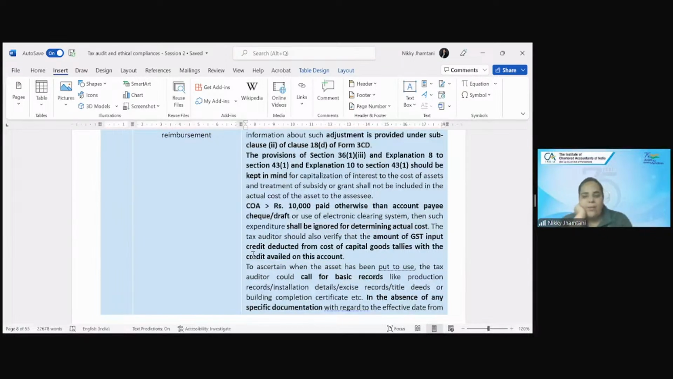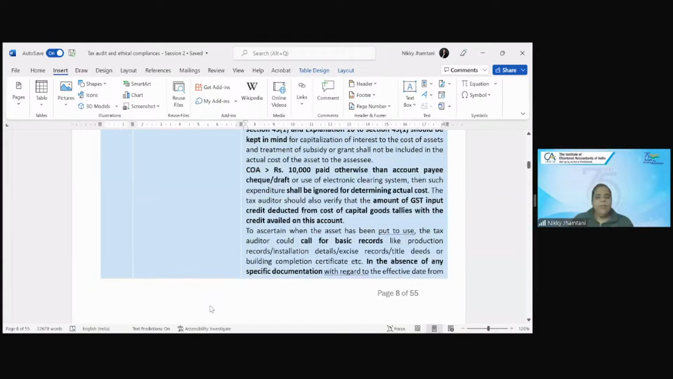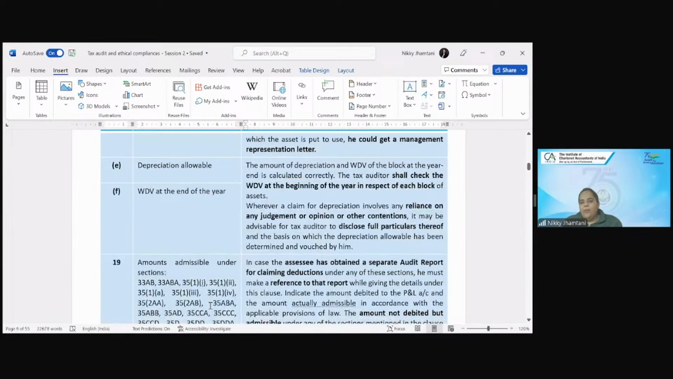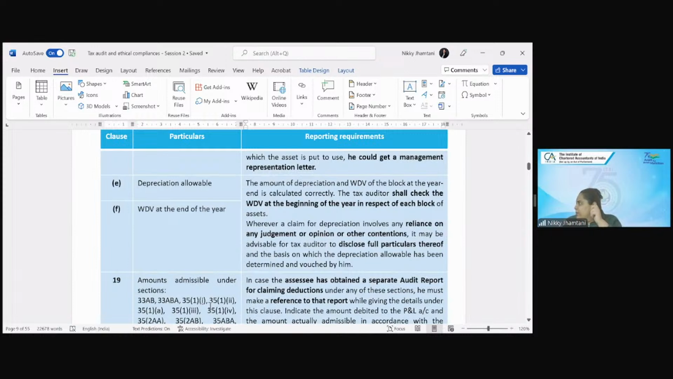To ascertain when the asset has been put to use, the tax auditor could call for basic records like production records, installation details, excise records, title deeds, or building completion certificate, etc. In the absence of any specific documentation with regard to the effective date from which the asset is put to use, he could get a management representation letter. If the required information is not available, then you could ask for a management representation letter.